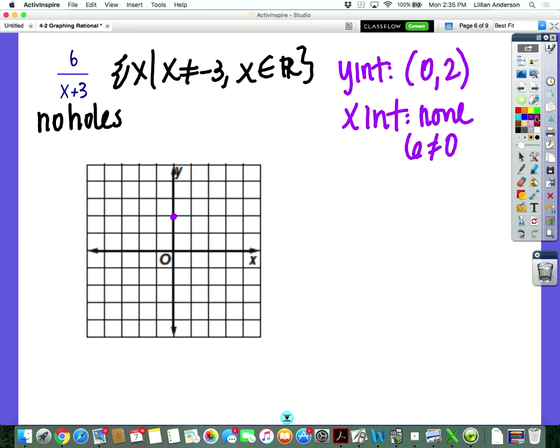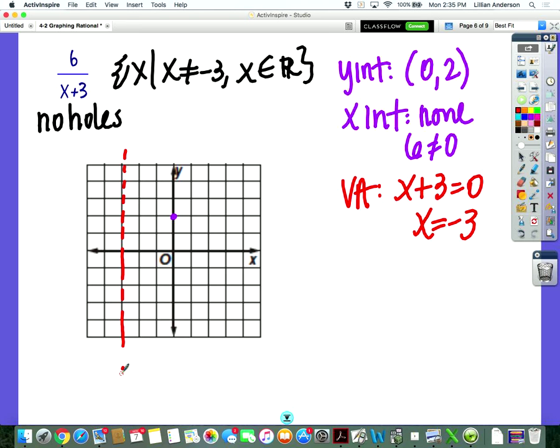The y-intercept is already written. Negative 3. So the denominator equal to 0. It is negative 3, but remember, it is an asymptote. It's an equation, so it's x equals negative 3.